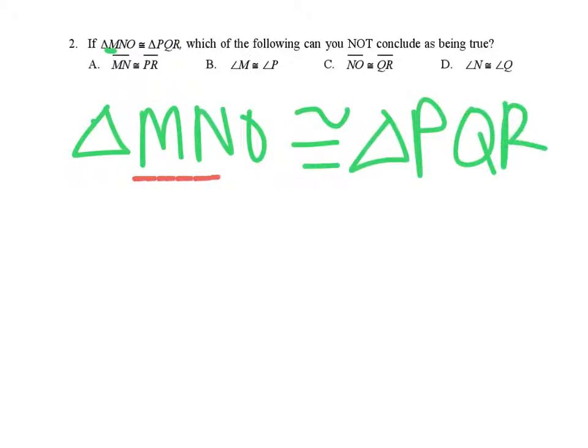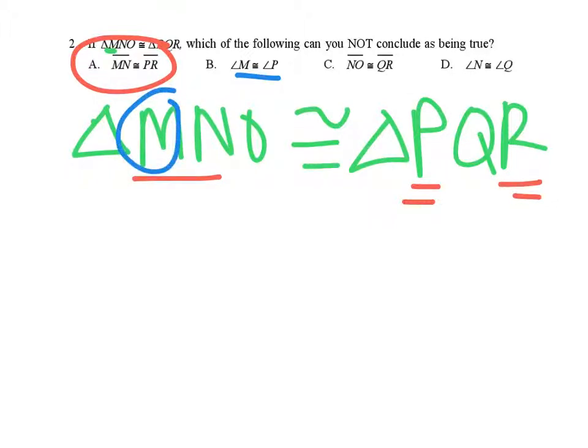So for the first one, MN is congruent to PR. Well, MN are my first 2 letters, and PR is my first letter and my last letter. So that one actually can't be true, so it should be A, but let's look at the others just to make sure. For my second one, M is congruent to P. We have M and P in the same spot, so that one's good. Cross it out, can't be our answer.